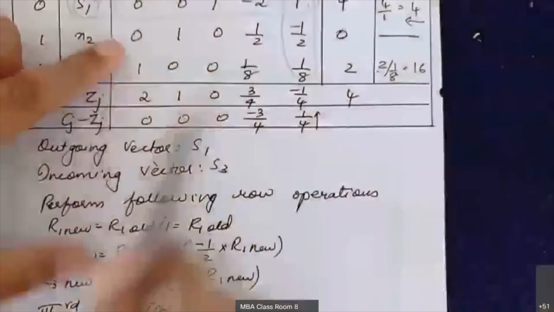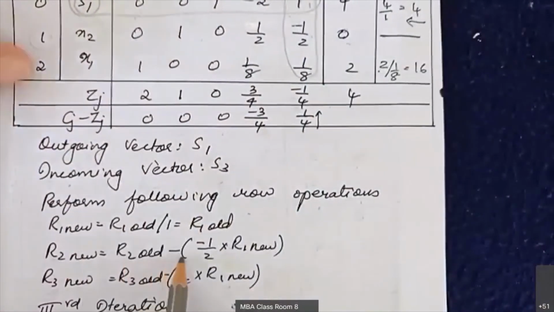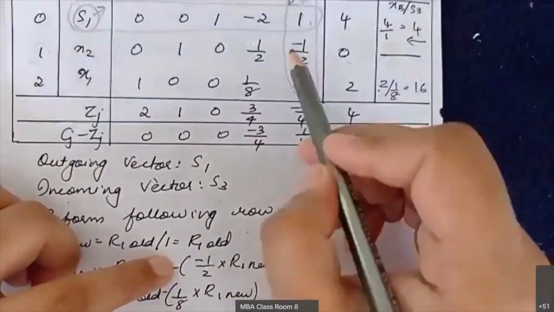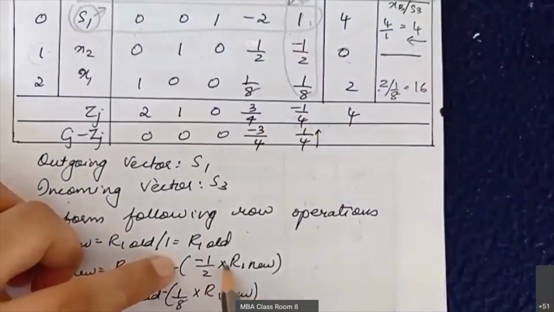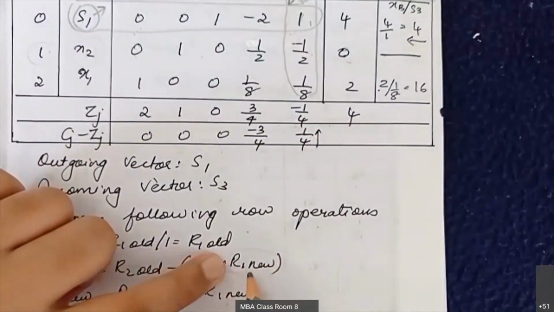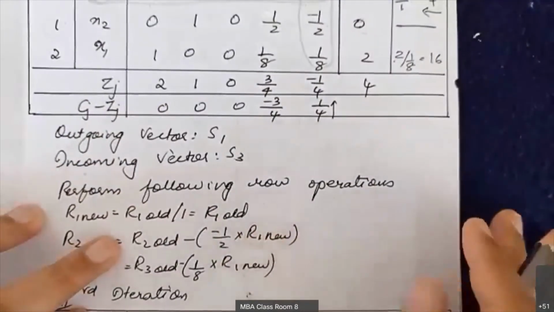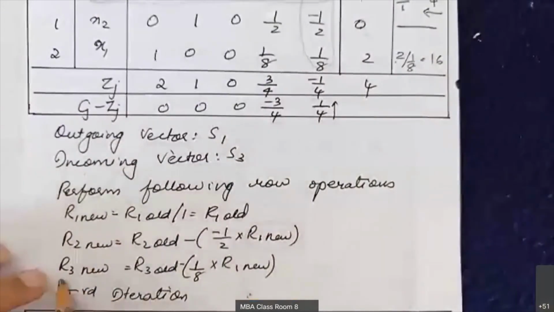R2 new is equal to R2 old minus what is the value just below the key element? It is minus 1 by 2. So you have minus 1 by 2 into the key row new. Key row new and key row old are the same in this case. Next one, R3.